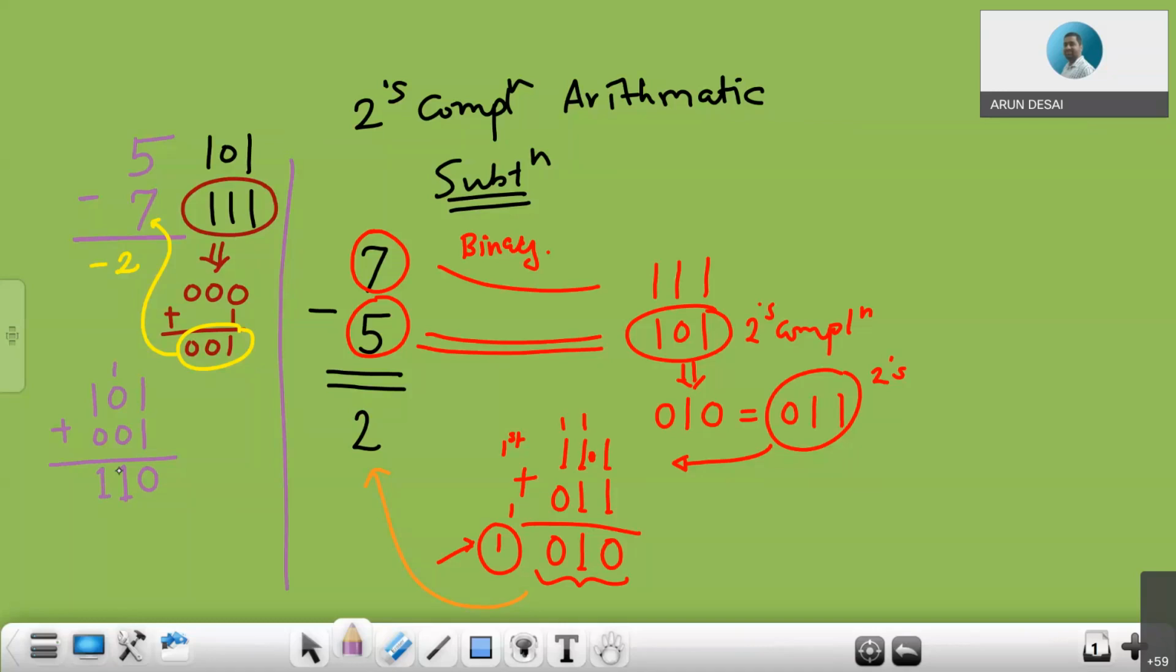Now again concentrate on my words. If carry is not generated in case of this two's complement method, then this number, or what we say the subtraction result, is negative. If carry is not generated, then the result is negative.